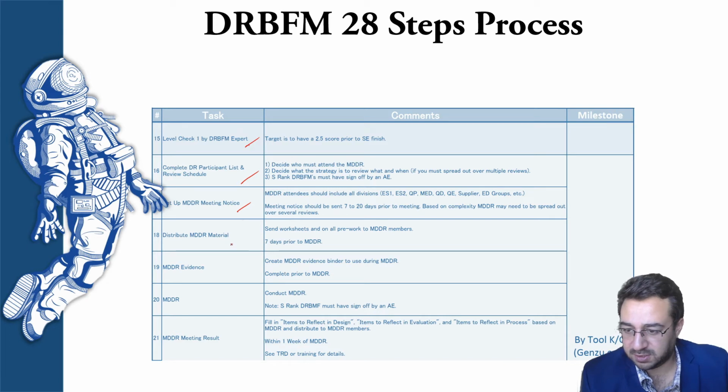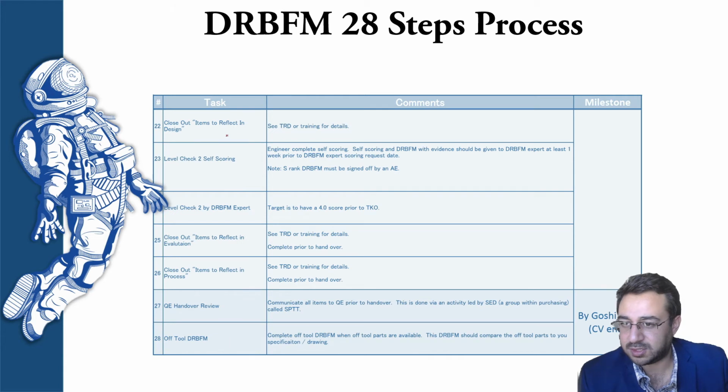Distribute the multi-division design review material, which is your DRBFM worksheet in this case, like a work in progress DRBFM worksheet. Then you show the evidences and you do the multi-division design review. Then you come up with the meeting results. You close the items to reflect in design. In this case, you do level 2 check self-scoring. You score for yourself again after you do the changes needed by the recommended actions of the experts.